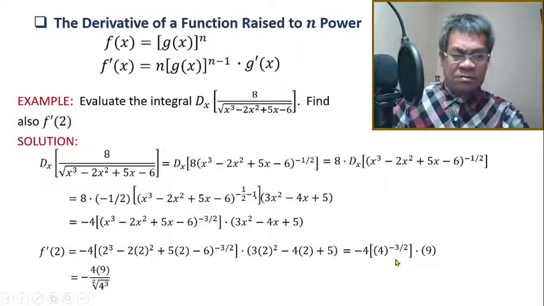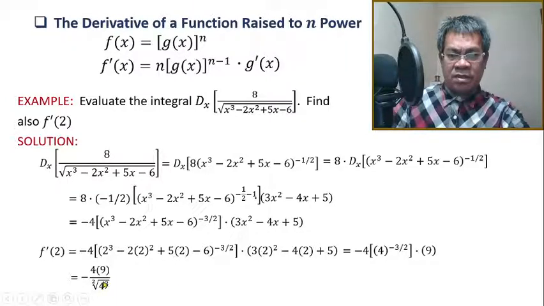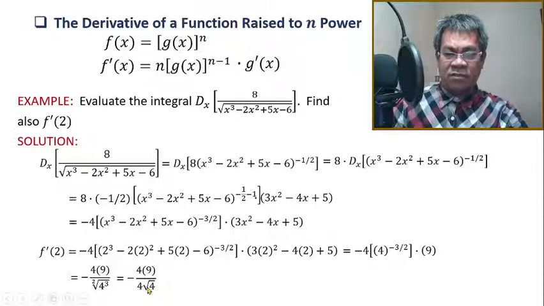Bring it down. Take note, the denominator of the exponent is the index of the radical, and the numerator is the exponent of the radical. So this must be the square root of 4 raised to 3. But this can be simplified, because the square root of 4 cubed is the same as 4 squared times 4. The square root of 4 squared is 4, so the square root of 4 cubed is 4 square root of 4.